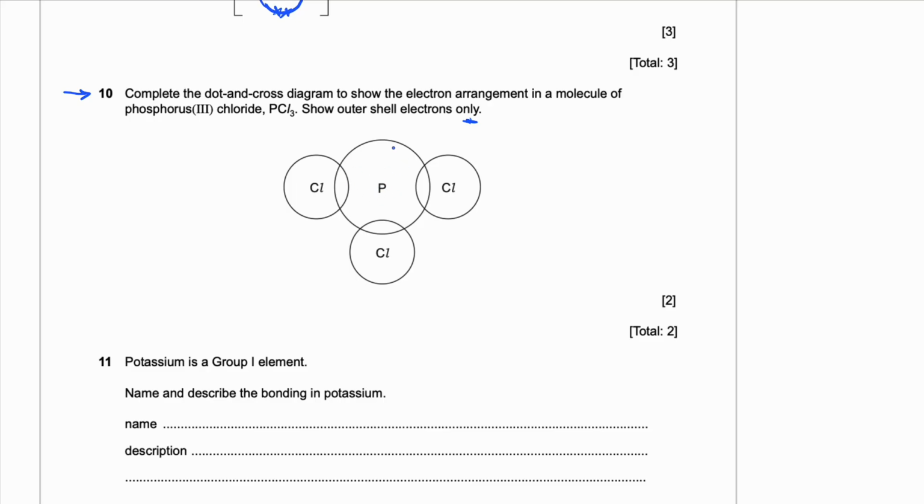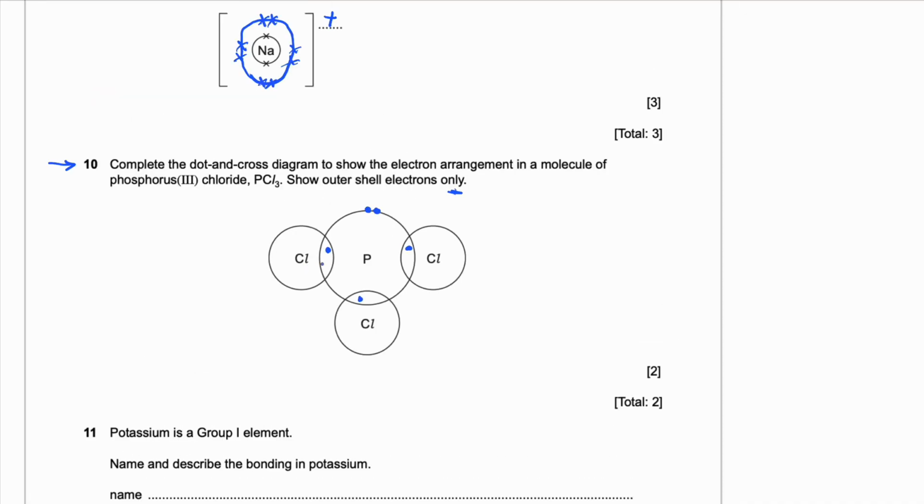So I have 5 overall outer dots for phosphorus. 3 of them will be used in bonding with chlorine atoms, and 2 of them will remain unused. Now each chlorine atom will use 1 of its outer electrons to make a bond with phosphorus, and the remaining 6 electrons will stay around each chlorine atom.